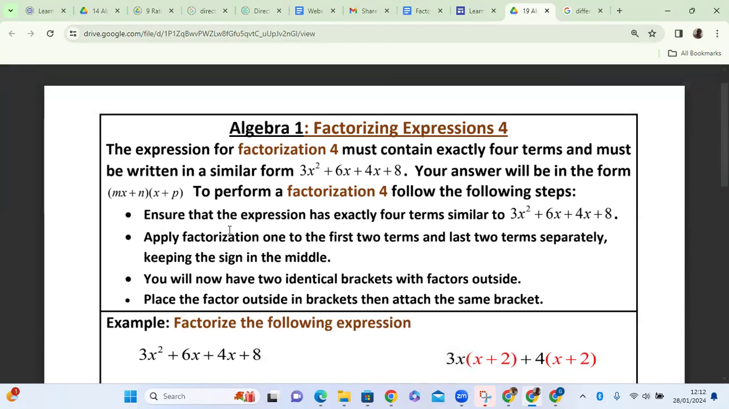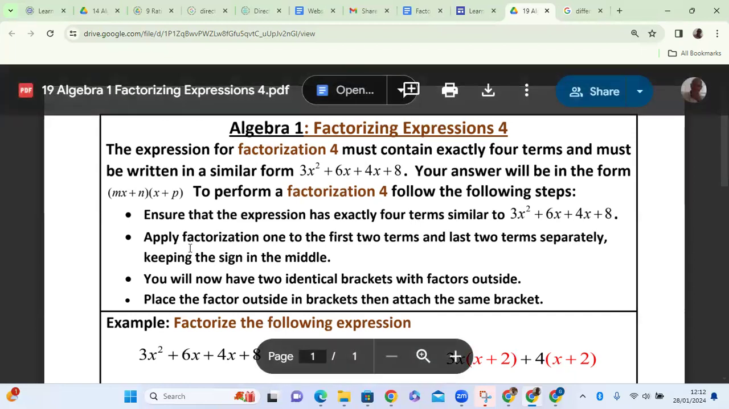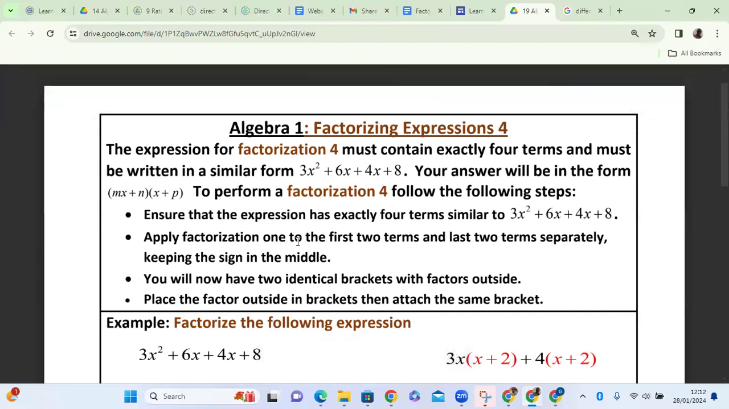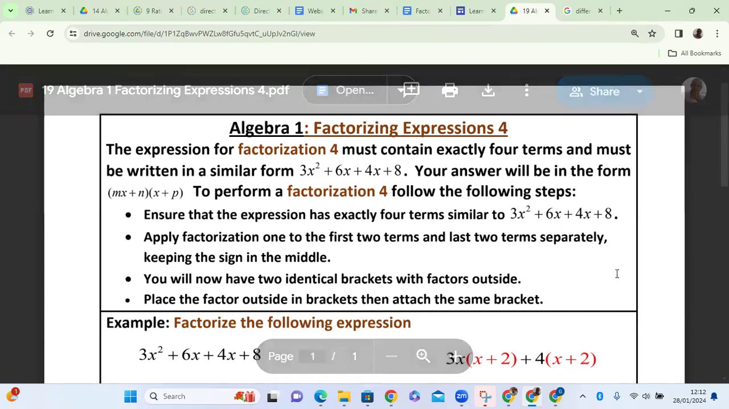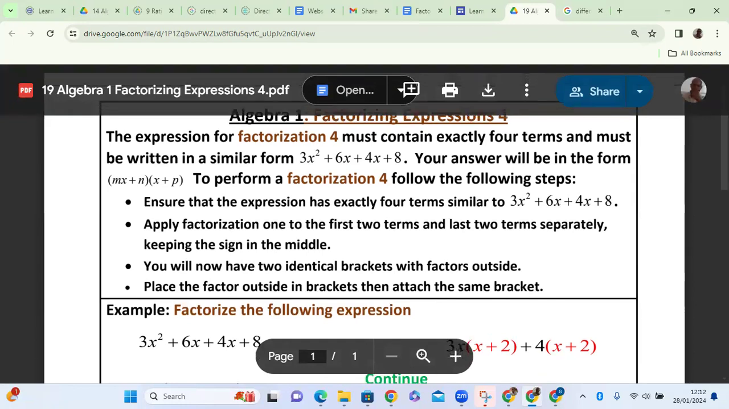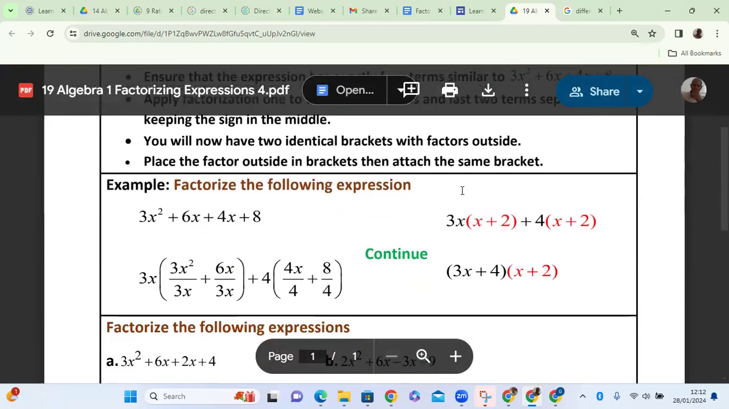So what you do, you ensure that the expression has exactly 4 terms, just like this. You apply factorization 1 to the first 2 and the last 2 separately, keeping the sign in the middle, and then you will now have 2 identical brackets with factors outside. Place the factors outside in brackets, then attach the same bracket. So let's apply this now to this example.